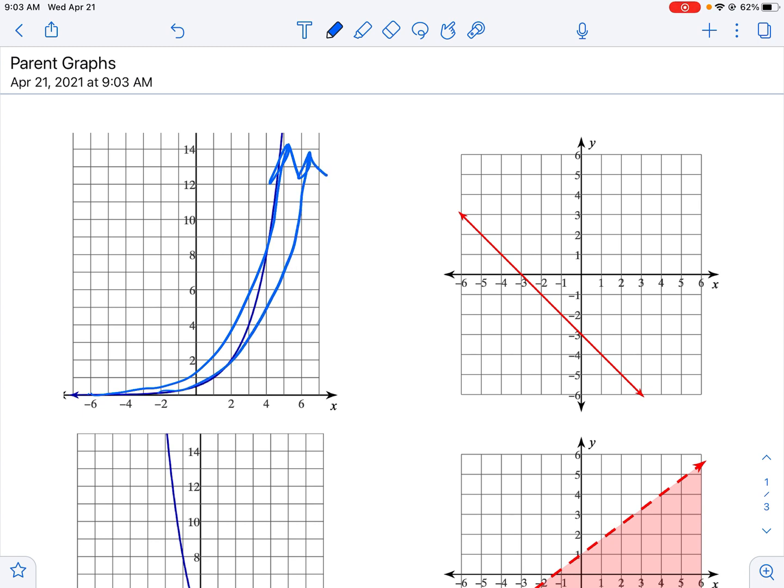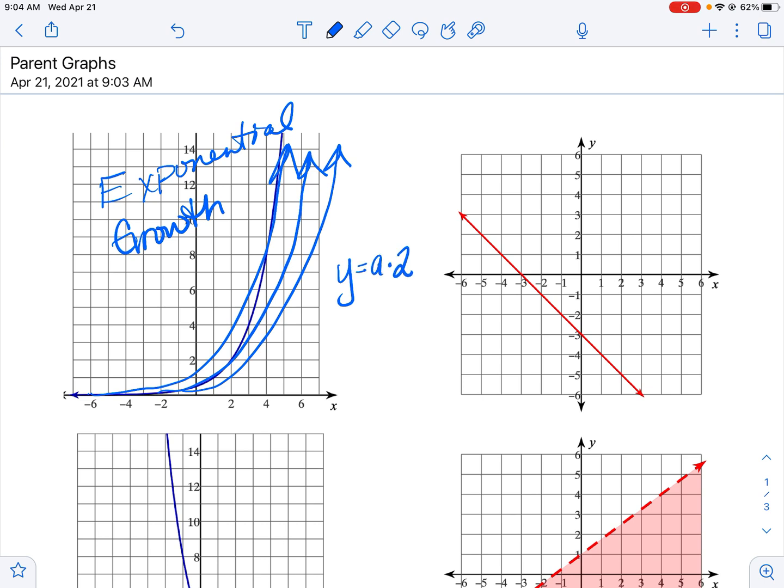the viral growth. So this is exponential growth. And we represent exponential growth as y equals a times 2 to the x, because for the most part it's doubling in size, which is why we use this number 2.